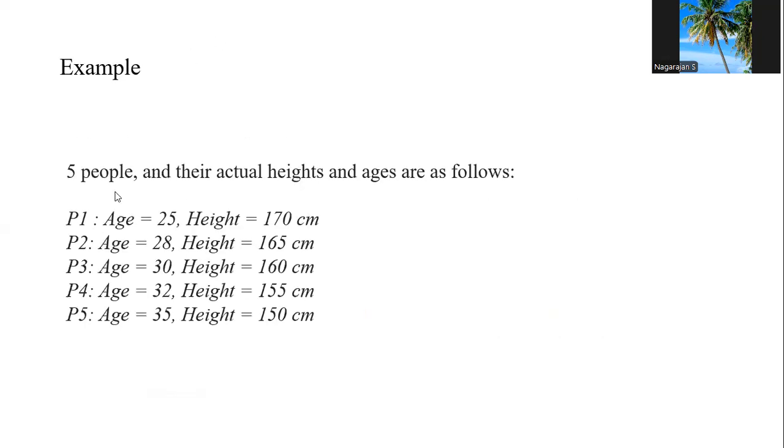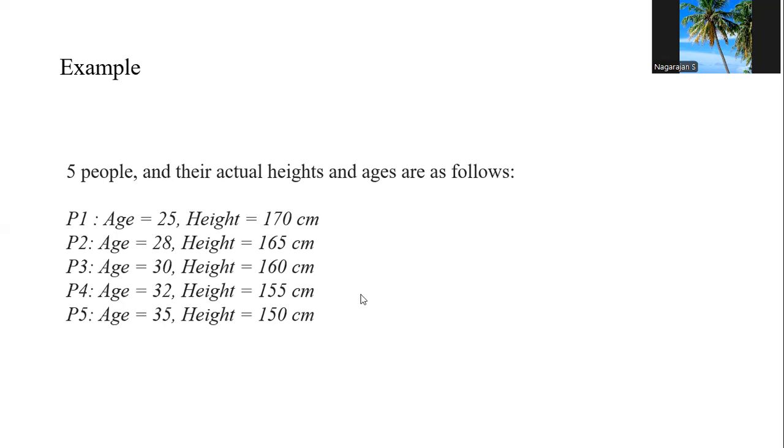Example: let's assume that we have collected the data of 5 people, their actual heights and ages, like this. Person P1, age is 25 and height is 170 cm. Person P2, age is 28 and height is 165. At last, ending with P5, age is 35 and height is 150 centimeters.